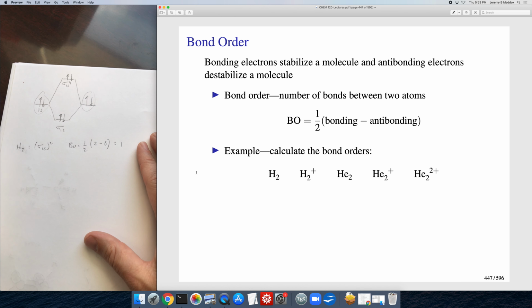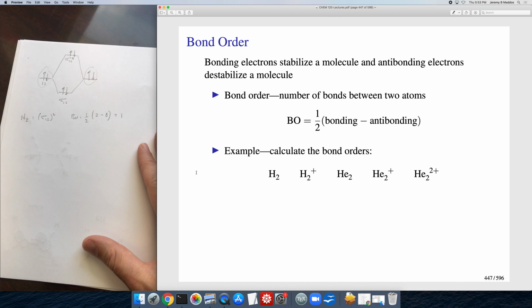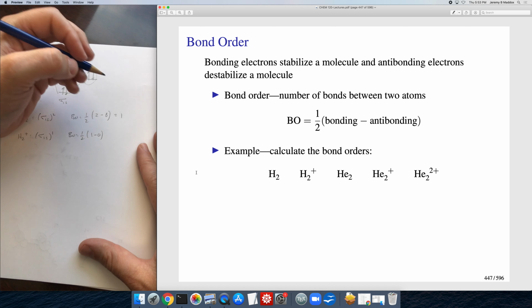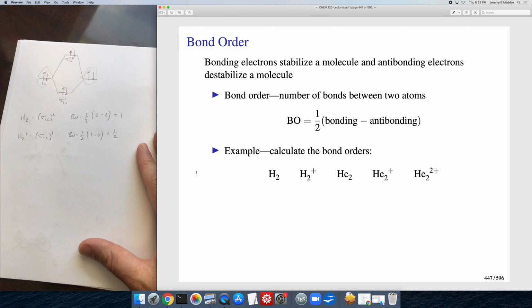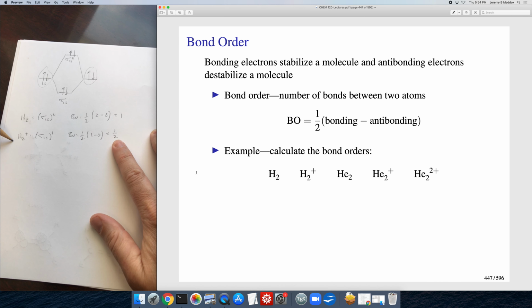What if you were to consider the cation of H2, so H2 plus, right? We would need to take away 1 electron, and so we would have a sigma 1s1 molecular electron configuration. There, the bond order would be 1/2 times 1 minus 0, a bond order of 1/2. So the bond between the 2 hydrogens in H2 plus is weaker than the bond between the 2 hydrogen atoms in neutral hydrogen.